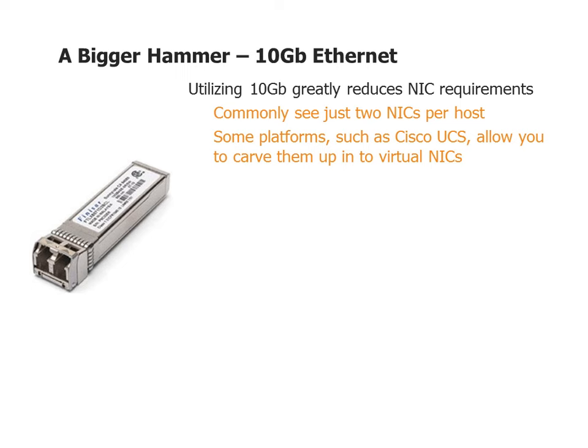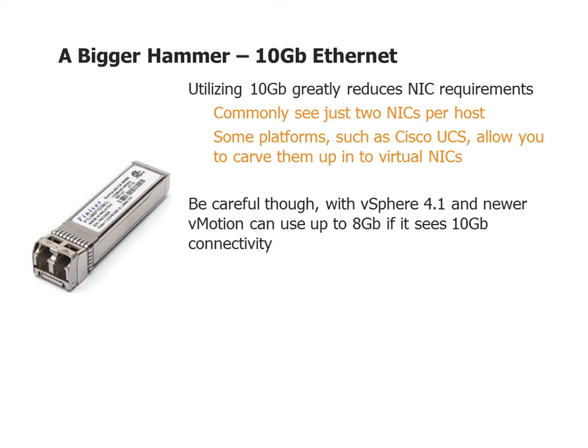Then the bigger hammer is 10 gig. Utilizing 10 gig greatly reduces NIC requirements. A lot of times we'll see servers or blades with just 2 NICs in them. Some platforms, like I'm a big fan of Cisco UCS, you can actually carve these up into virtual NICs, so I can take a 10 gig port and slice and dice it and give 1 gig to vMotion, 1 gig to FT, 4 gig to VM traffic, whatever we want to do, and really make better use of it than just a flat out 10 gig pipe.